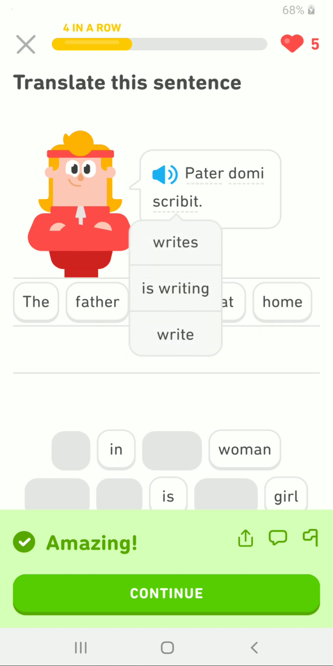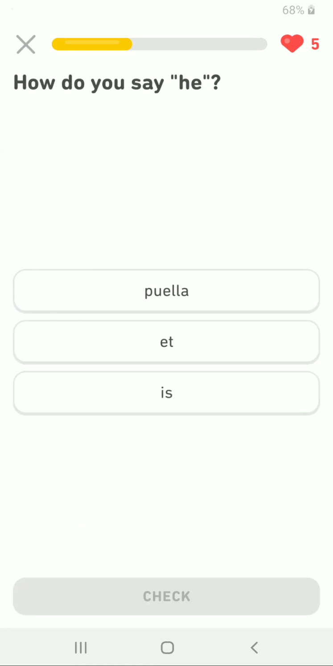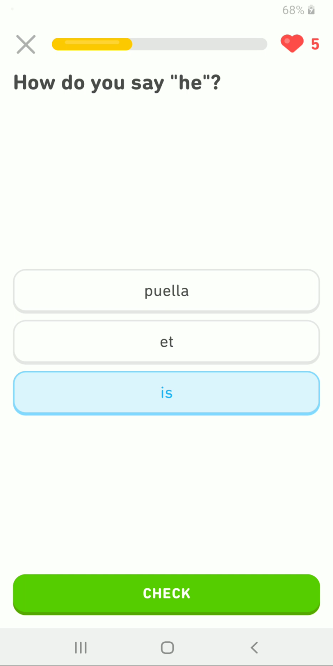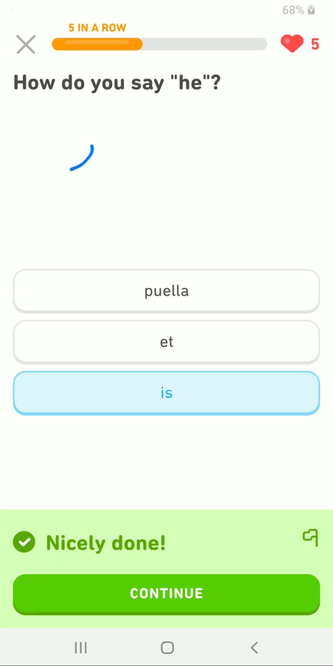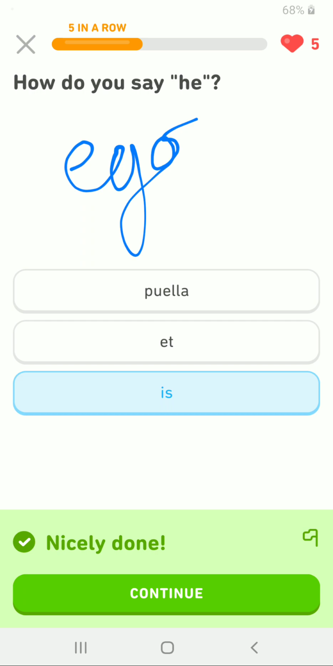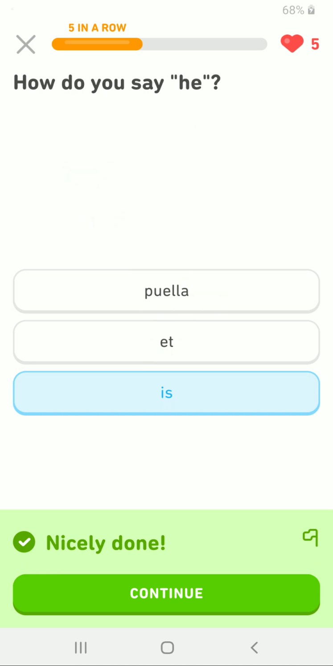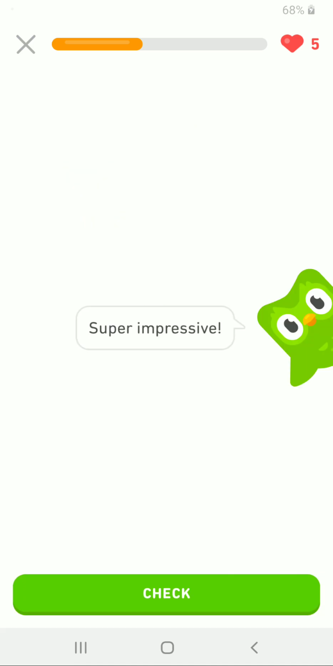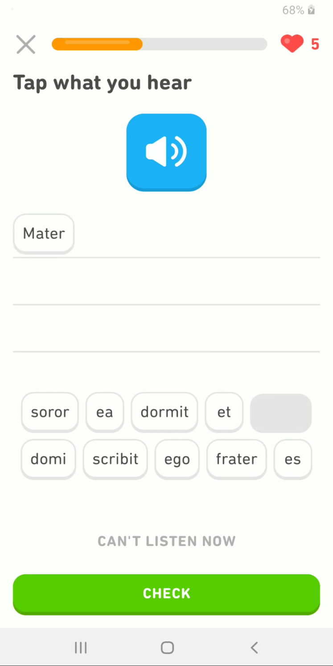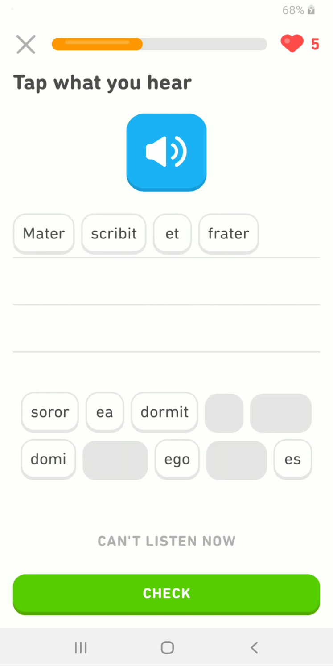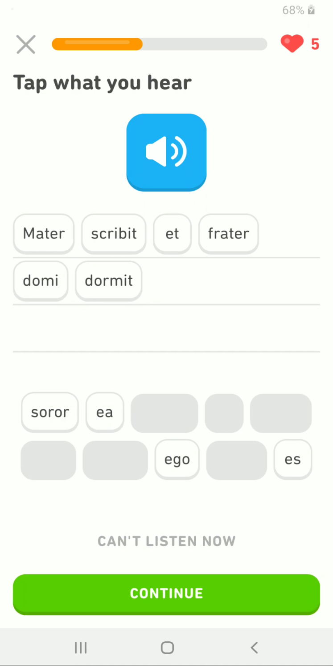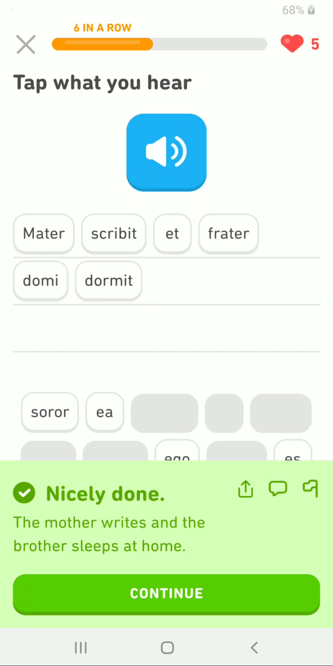Because scribit is writes or is writing. Is is he. So far we have seen ego. We have seen tu. We have seen is, which is he. These are the pronouns. Let's move on. Mater scribit et frater domi dormit. Domi dormit.